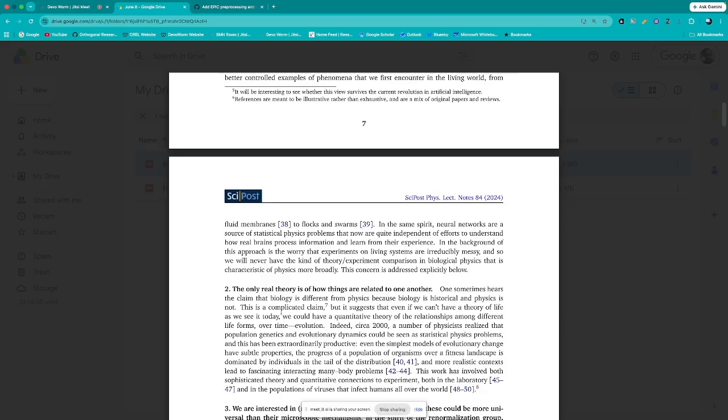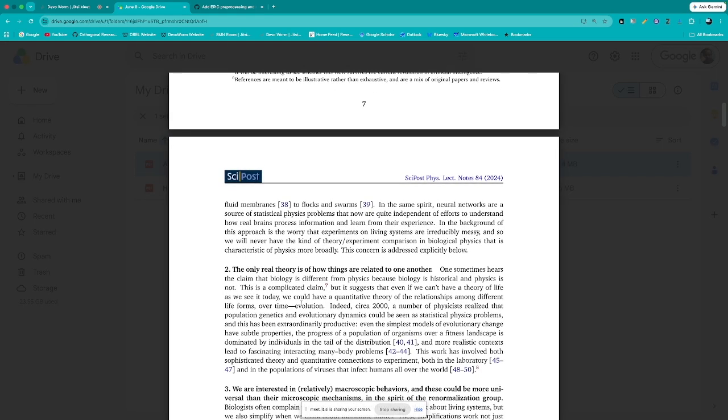Number two is the only real theory of how things are related to one another. So, sometimes people claim that biology is different from physics because biology is historical and physics is not. Biology is a historical discipline because we deal with common ancestry. We deal with this progression from development to adulthood. We deal with heredity. And ultimately, that's how it's organized. Physics is not organized like that.